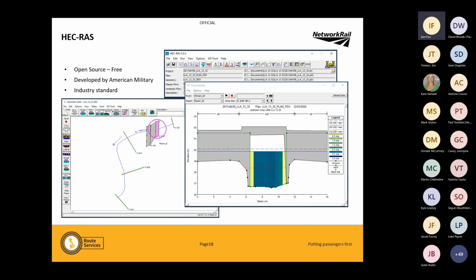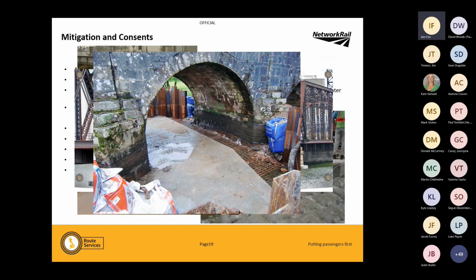That's the bridge. You can see the red dot and the red dot, which is top of bank. The water would normally be within those channels. If it falls out of that channel, we then know it's on the floodplain. I won't get too bogged down with HEC-RAS. It's a whole minefield all on its own.